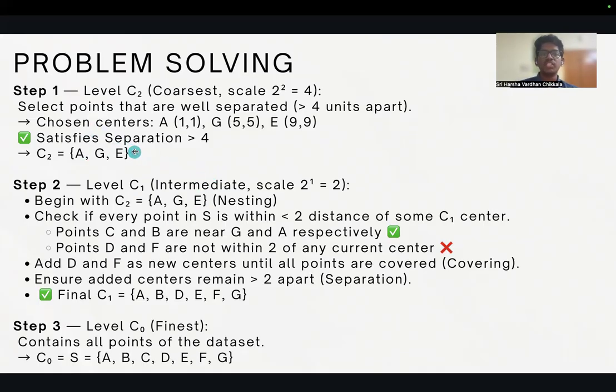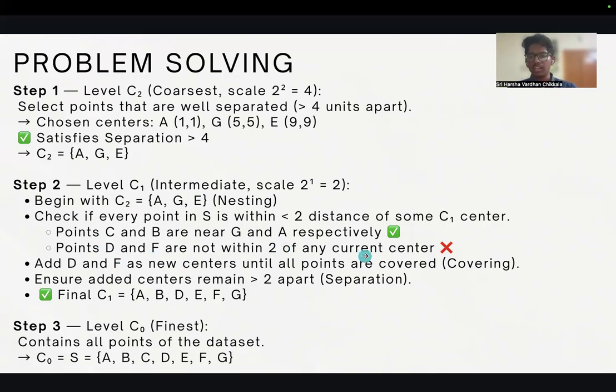In the higher level, we have A, G, and E points. In the lower level, we'll start with A, G, and E points. And then we'll try to check if every point in S is within less than 2 distance from some C1 center. If you apply the formulas, we'll come to know that points C and B are near G and A respectively, whereas points D and F are not within 2 of any current centers. So since points C and B are within the radius of G and A, there is no problem. But points D and F are not within our scale, so we need to add them as new centers.